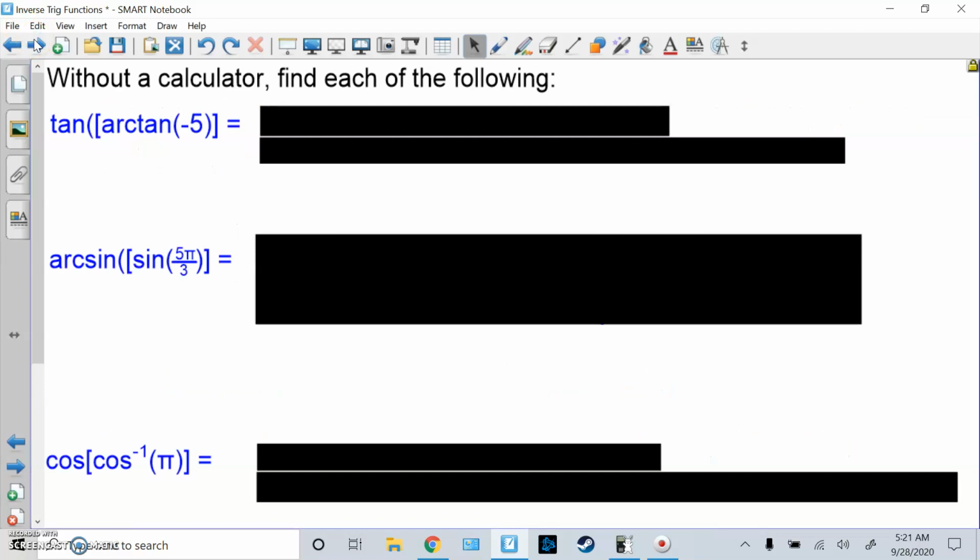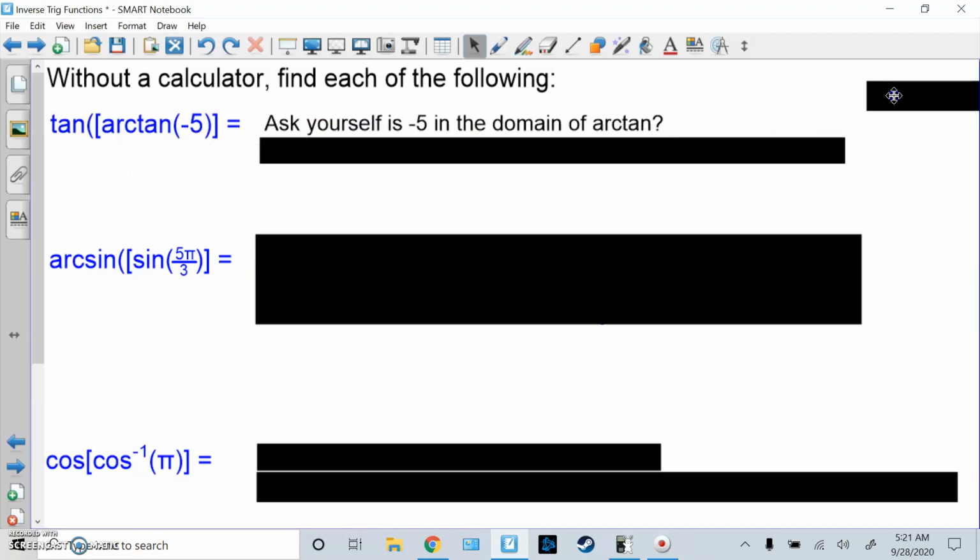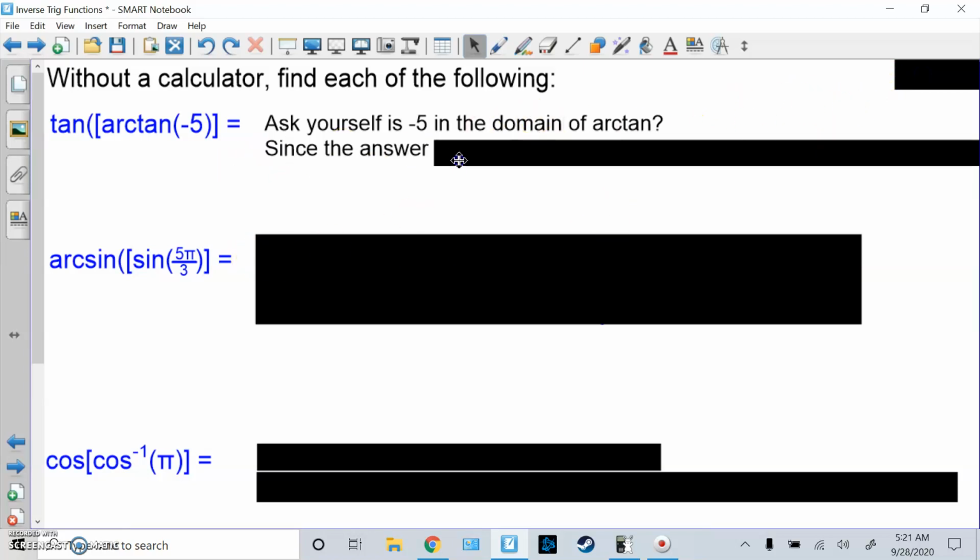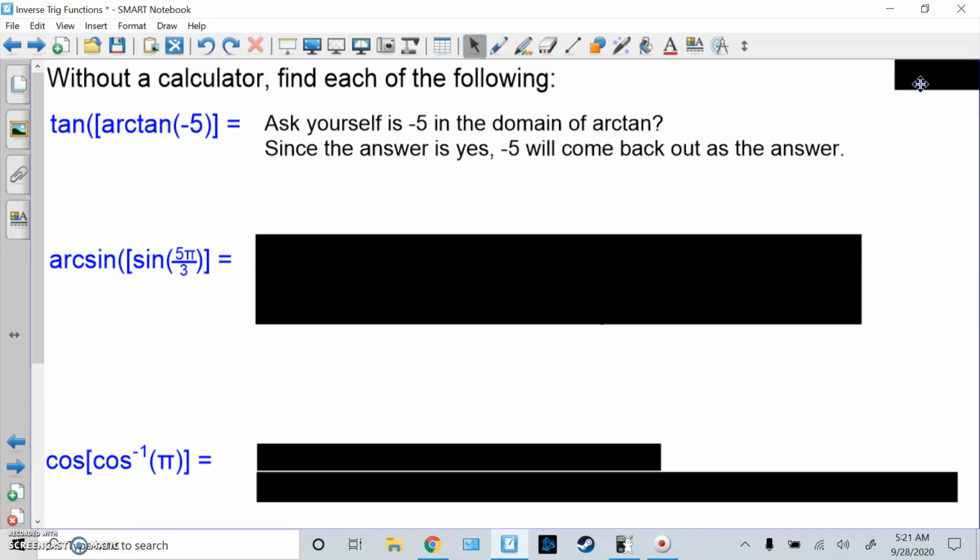Alright, without the calculator, find each of the following. Tangent of arctangent of -5. So ask yourself, is -5 in the domain of arctangent? Arctangent goes sideways forever, so yes, it's in the domain. If it's in the domain, then we can just say -5 comes back out.